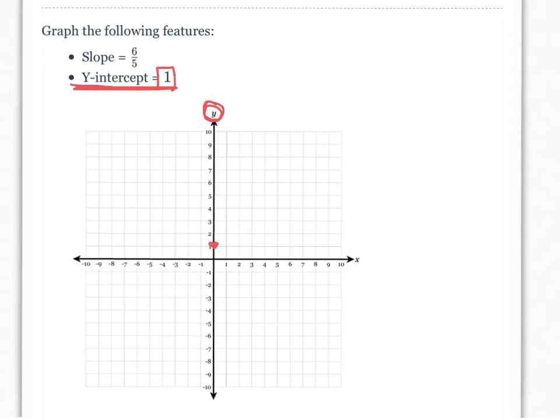Now I know that the line is going to somehow go through that point. Maybe it looks like this. Maybe it looks like this. Going through that point, maybe it looks like this. I don't know, but I know it goes through that point. What's going to determine what the line looks like now is that slope. So the slope is 6/5. Slope is what we call rise over run, or the change in the y over the change in the x.